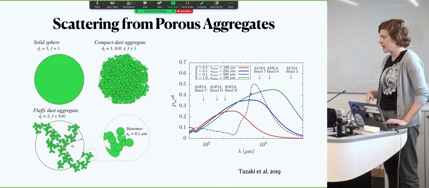So you can see that for a solid sphere versus a compact aggregate of the same size, you get different polarization spectra.